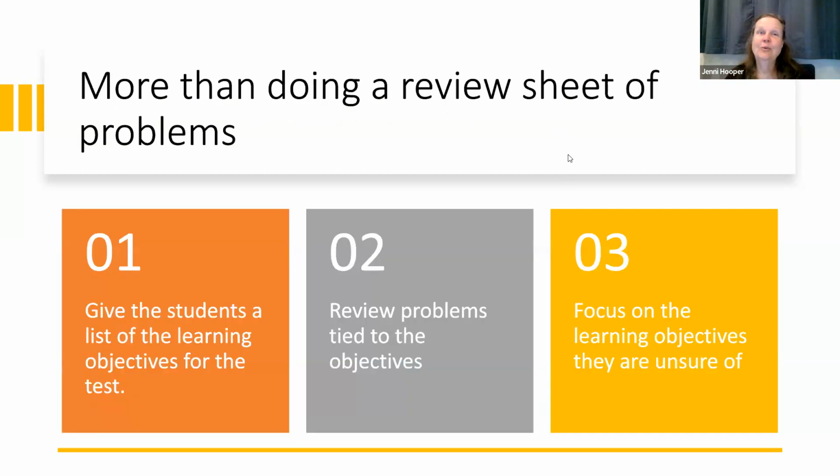So more than just doing a review sheet of problems, here are some ideas. First thing we could do is give the students a list of the learning objectives for the test. We know what the learning objectives were for the chapter, the day, the week, the unit that we're working on. Let them know the specific learning objectives. And then have the review problems on the sheet tied to the learning objectives. And have the students focus on the learning objectives that they're unsure of. So how might this play out?